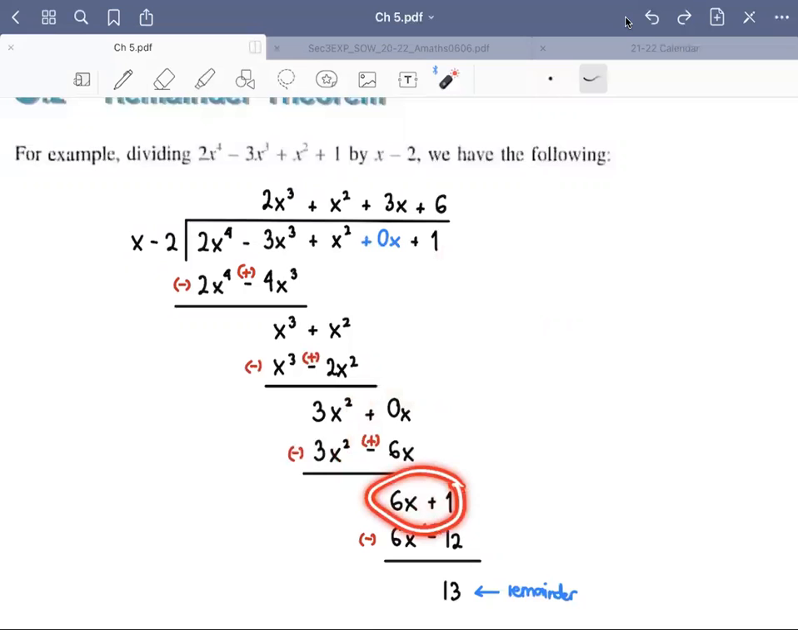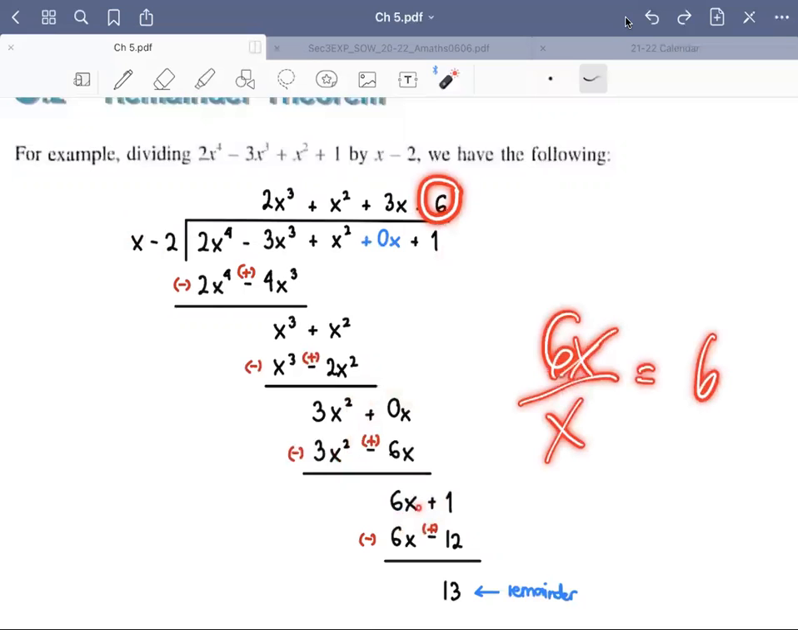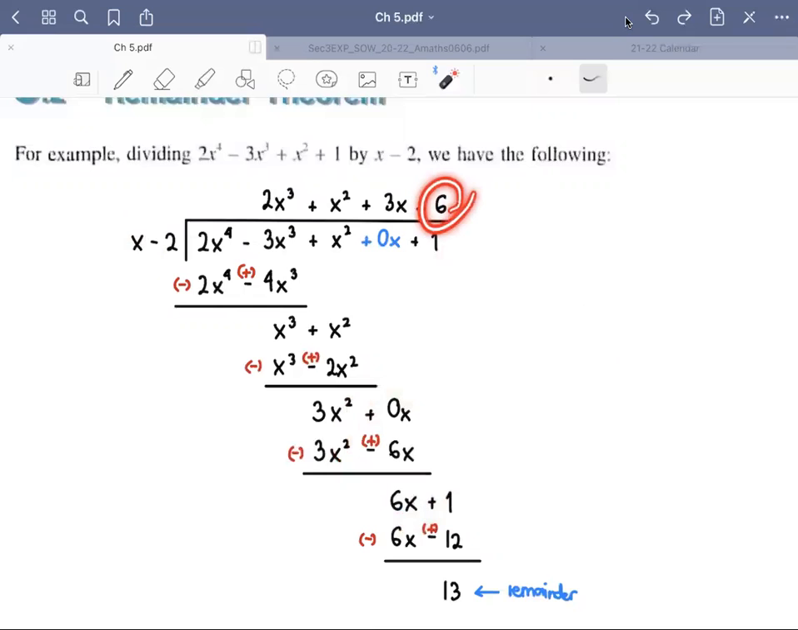So 6x plus 1 divided by, or simply 6x divided by x, right? So you get 6, right? Again, 6x divided by x, you get 6 because x gets cancelled out. So 6 times this, you'll get negative 6x minus 12. And then for you to make this 0, you need to change the sign of the subtrahend. So this becomes minus, this becomes plus. So this is 0, and this is equal to 13. And that's your remainder. All right.